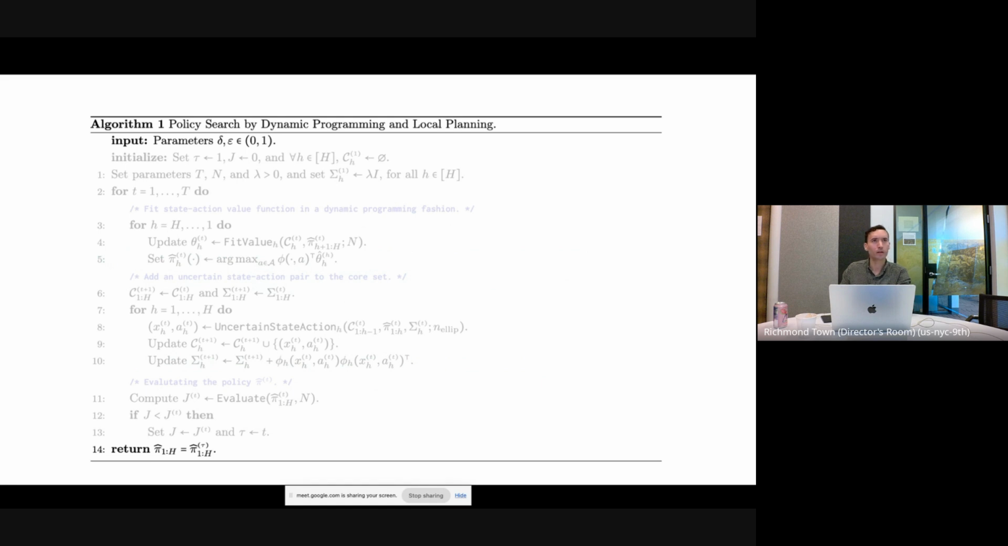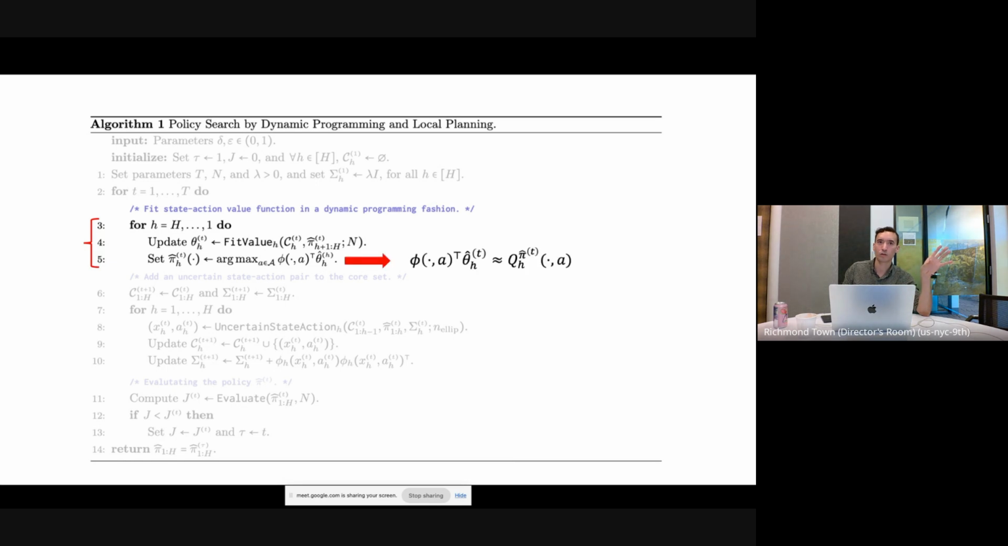The algorithm takes in as inputs parameters delta and epsilon and returns a policy pi hat. The first couple of steps are just some initialization, nothing interesting going on here. The first interesting step is a dynamic programming step where you start from the last layer, capital H, and you go backwards. What you do is call a subroutine that fits the value function. So this phi transpose theta hat is going to be an approximation of your Q pi hat. You start at the last layer and you go backwards.